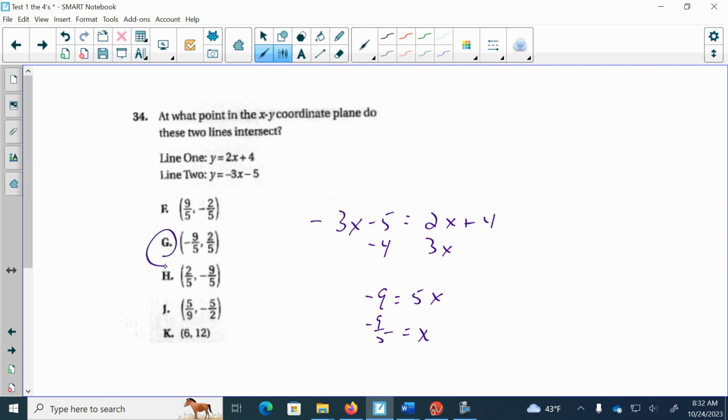I can call it a day. If you need closure, then you're putting this 9/5 in for x, and you should get 2/5 for the y. It does not matter which equation you put it in. It should be the same y for both, because that is a solution to the system.